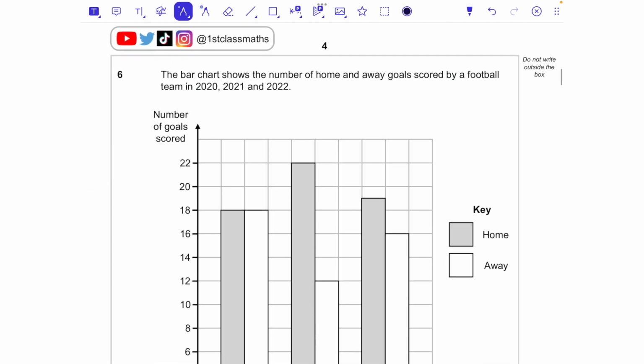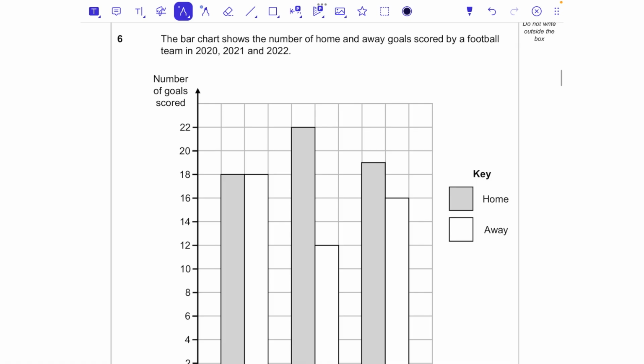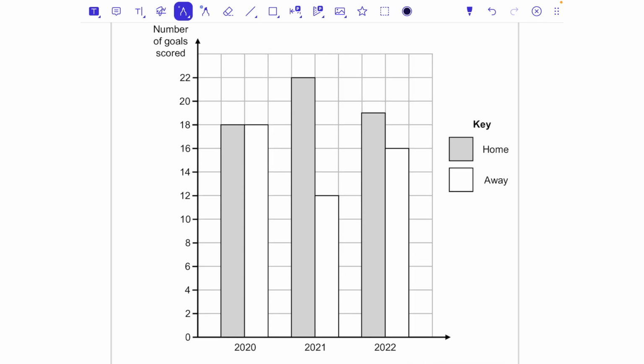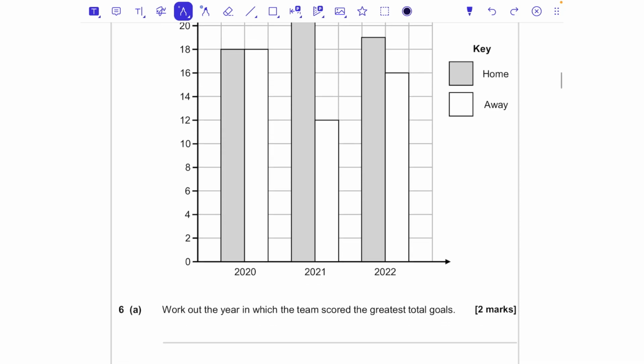Question number 6, the bar chart shows the number of home and away goals scored by a football team 2020, 2021 and 2022. The number of goals scored, we've got up the y-axis there, and across the bottom we've got the years. So shaded in grey, that's the home goals, and in white, that's the away goals. Work out the year in which the team scored the greatest total goals.